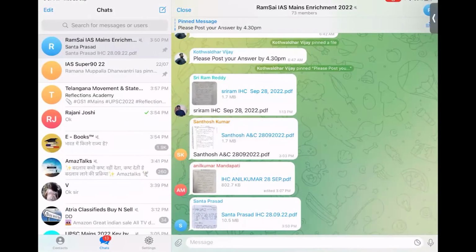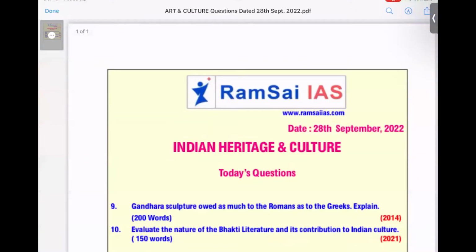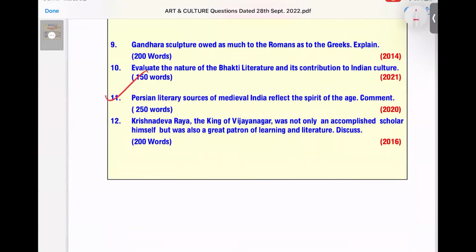Okay, right. See the 11th question. Persian literary sources of medieval India reflect the spirit of the age. Comment. It is again a 2020 question.